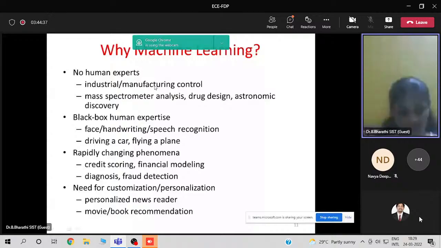Similarly, when you start searching for a mobile phone, or when you start searching for a property, immediately you have recommendations about accessories for a mobile phone, or possibilities of a loan. So these are customized or personalized recommendations which are given to customers. The current survey says that 70% of the global business is driven by such customized and personalized marketing, thanks to machine learning.